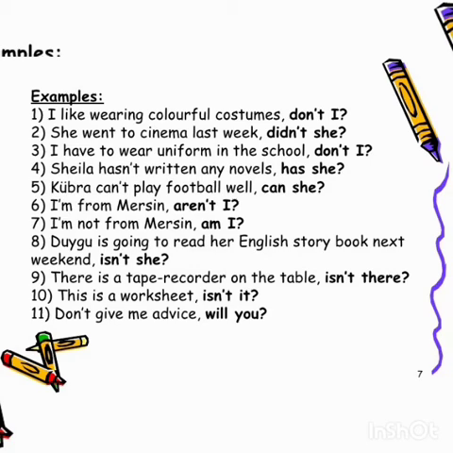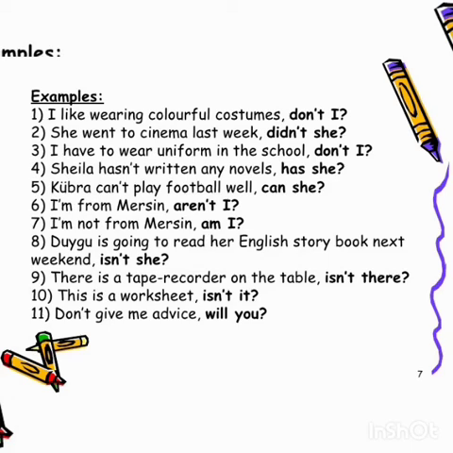Sheila hasn't written any novels, has she? Kubra can't play football well, can she? I'm from Mersin. So the tag for I'm is aren't I. So you keep it in mind. The tag for I am is aren't I. I am not from Mersin. Not is there. So am I.